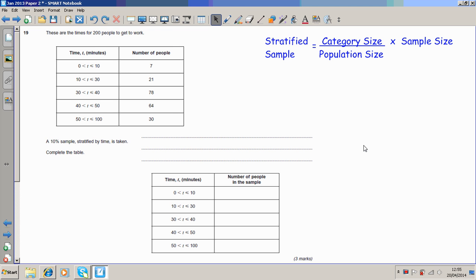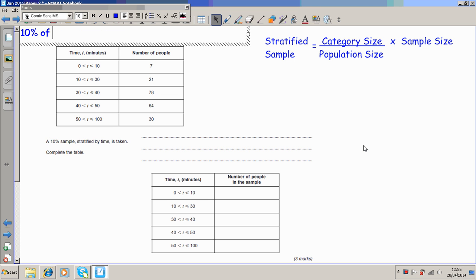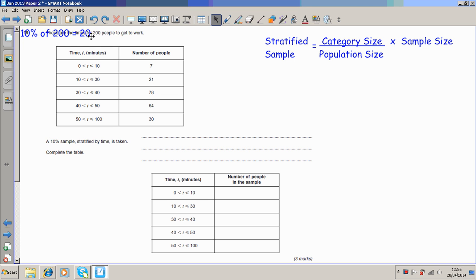So first thing to do, 10% of 200 equals 20. So that's how big our sample is going to be, 20 people. Now we do have a rule that says to work out how many we're going to have in each sample, we do the amount, divide by the population, times by the sample size. So we do 7 divided by the population, which is 200, times by the sample size, which is 20. However, if it's just a 10% one, all we've really got to do is just divide by 10.